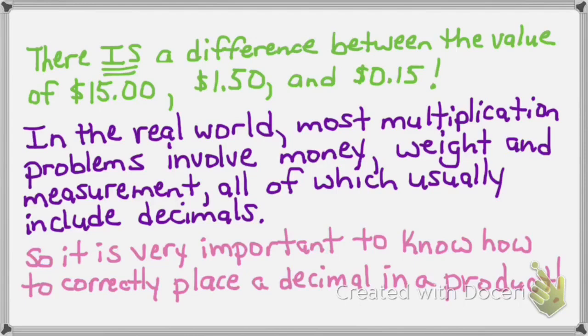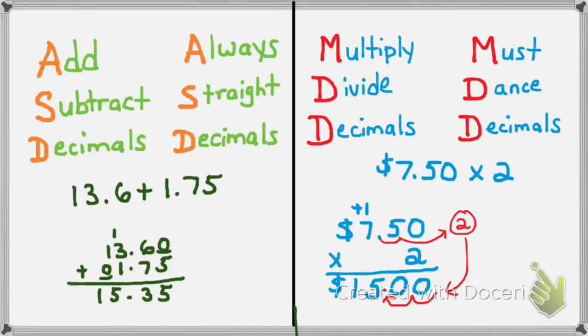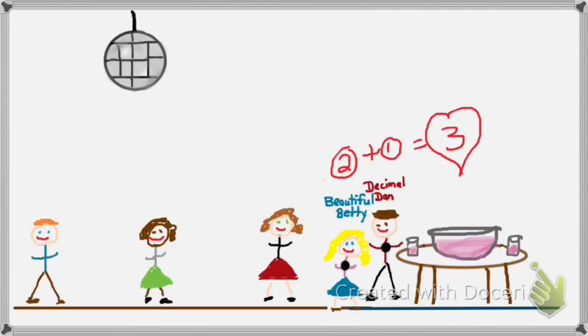Remember, in the real world, most multiplication problems involve money, weight, and measurement, all of which include decimals, so it is very important to correctly place the decimal in a product. Remember, add, subtract decimals is always straight decimals, but multiply, divide decimals is must dance decimals. They do not need to be straight, nor should they be straight. We simply dance them out and dance them back in.